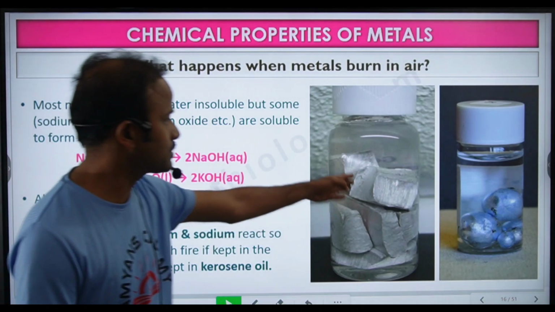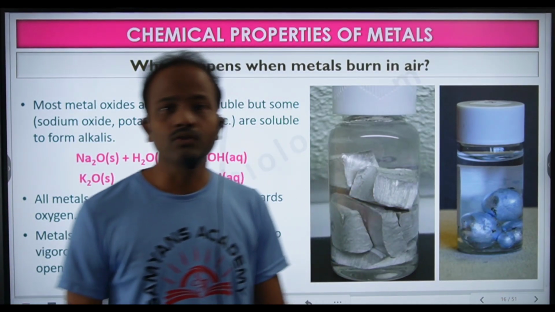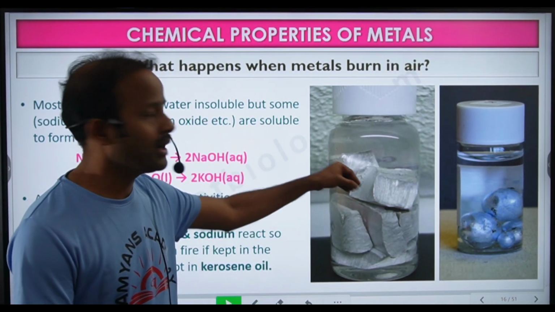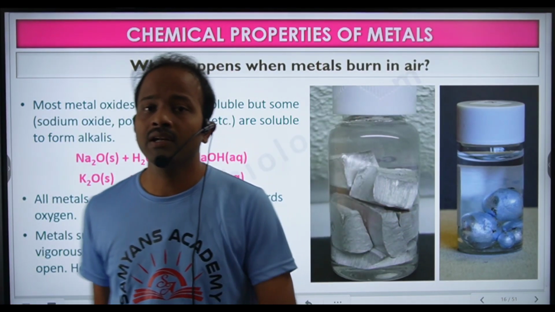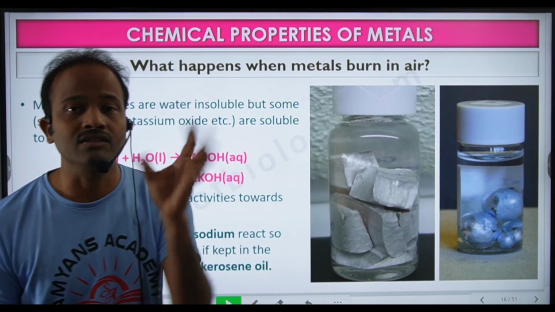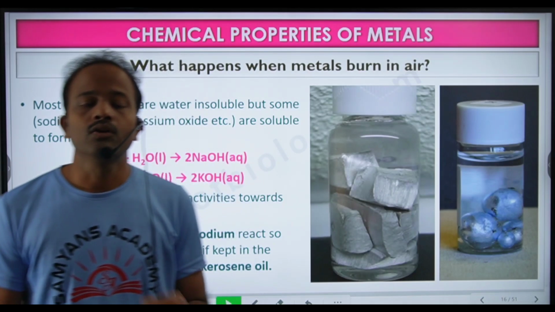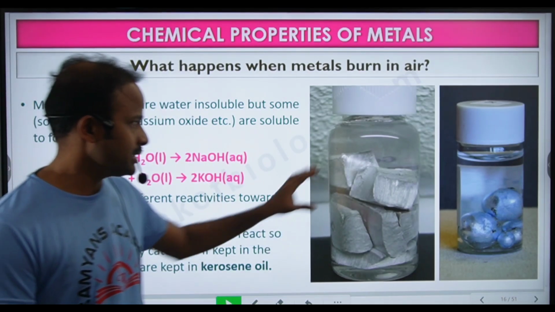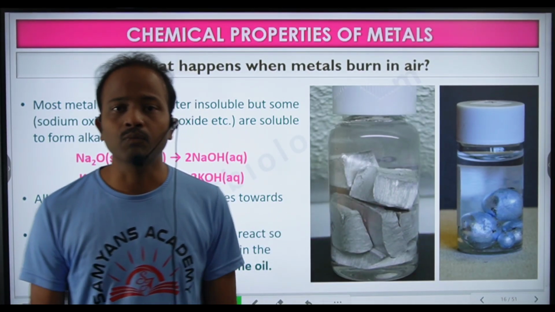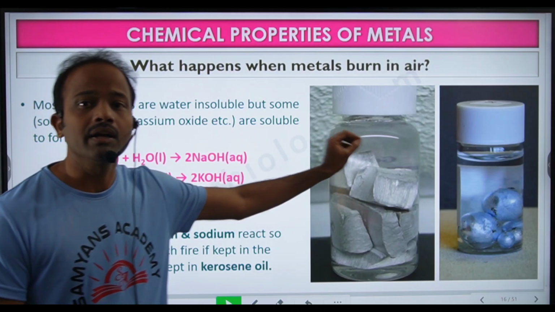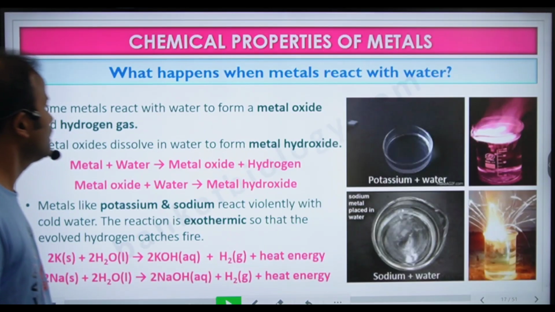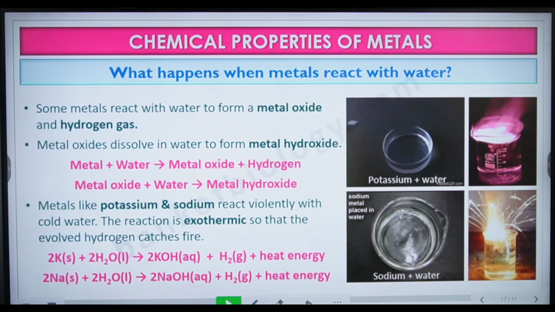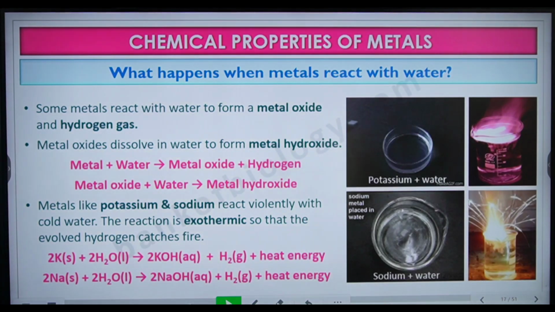Now you see, this is sodium and this is potassium. We store sodium and potassium in oil or kerosene. So when you take it out, what will happen? It reacts with moisture and air, and it catches fire. To prevent that accident, we store sodium and potassium in kerosene, wax, or oil, right? Now move on to the next one. Some metals react with water to form a metal oxide and hydrogen gas, right?